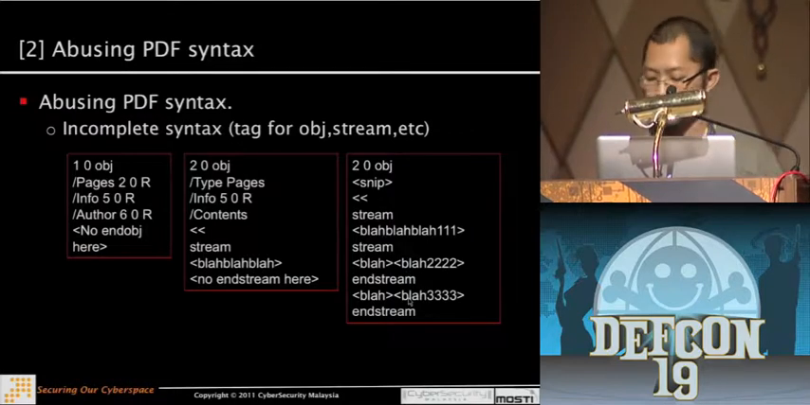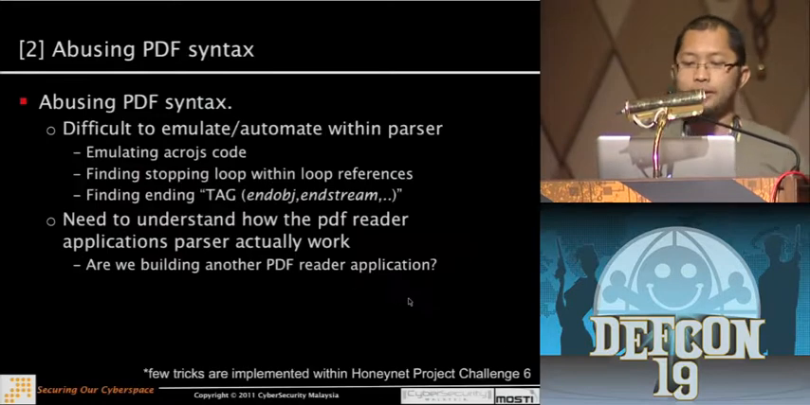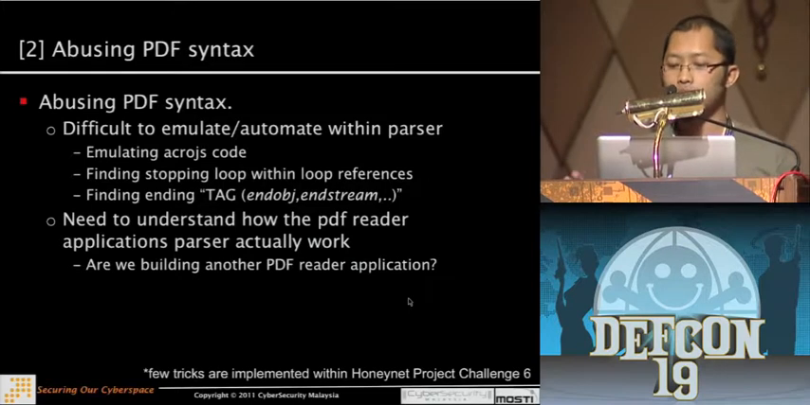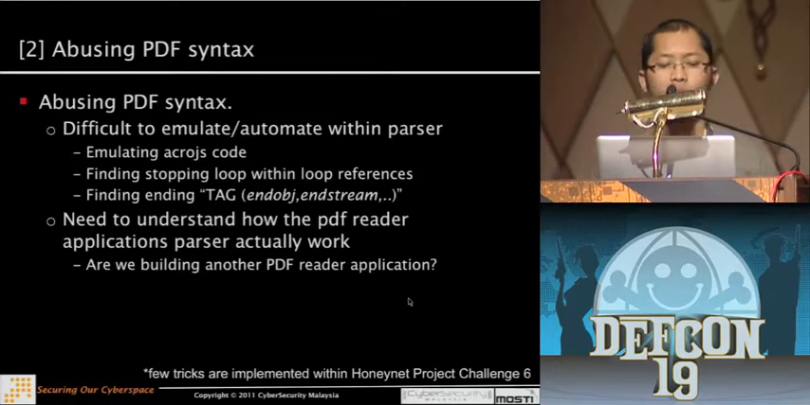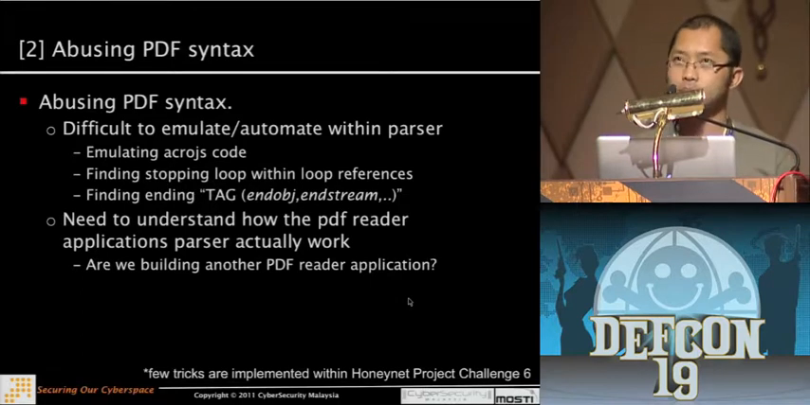Right? It's very tricky to analyze all of it. Another thing, like I mentioned, is that the problems are difficult to emulate or automate within the parser. Something like I mentioned earlier: emulating AcroJS code, finding the stopping loop, and finding the ending tag for obj and stream. And of course, you need to understand how the PDF reader application's parser actually works. But then, are we building another PDF reader application? I think not, right? We are building a parser to analyze the malicious PDF.